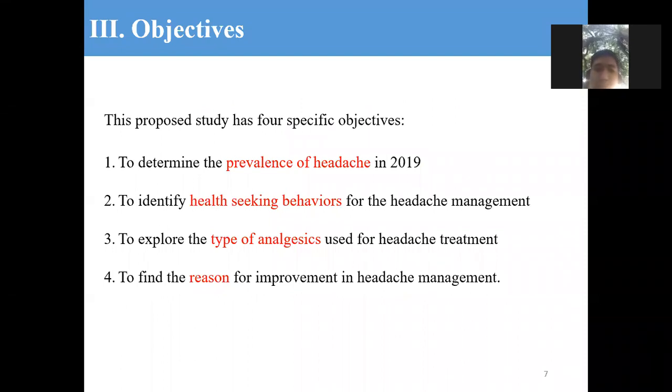Yes. About our objectives, we have four. One, to determine the prevalence of headache in 2019. Two, to identify seeking behavior for headache management. Three, to explore the type of analgesic used for headache treatment. And four, to find the reason for improvement in headache management.